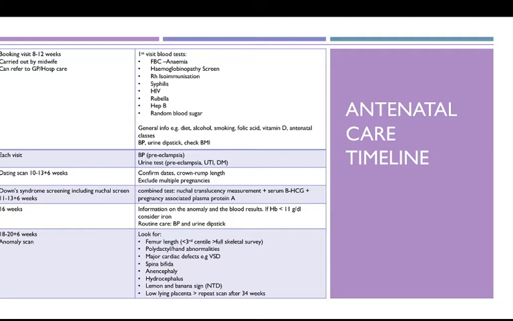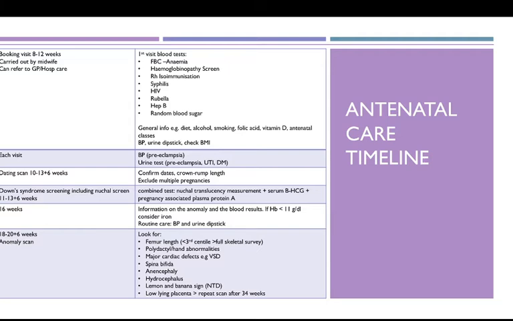Then at 16 weeks, information on the anomaly scan is given. Information is given on what the anomaly scan is, and what is looked for in the anomaly scan as well. If a patient's hemoglobin is less than 11 grams per deciliter, they're considered for iron supplements. And again, routine care, blood pressure, urine dip is done.